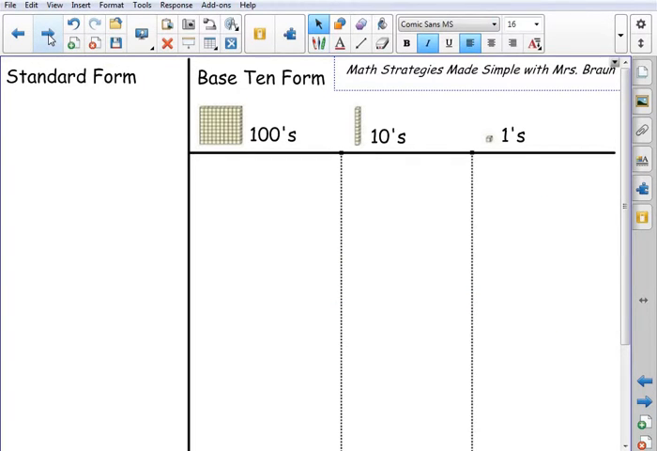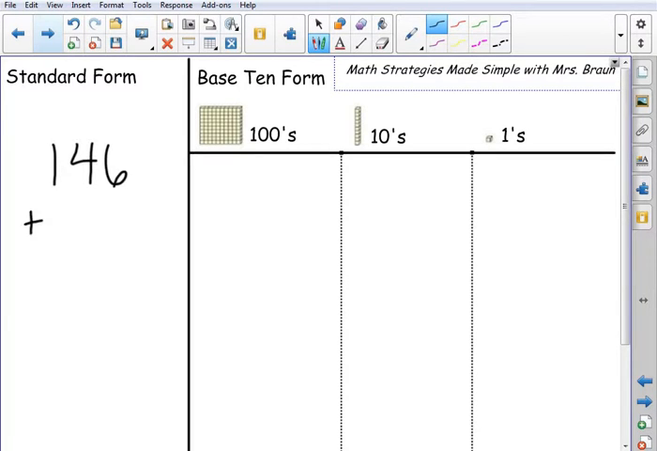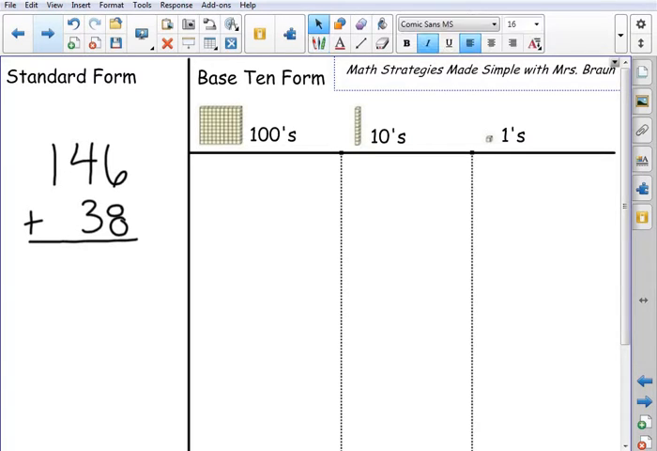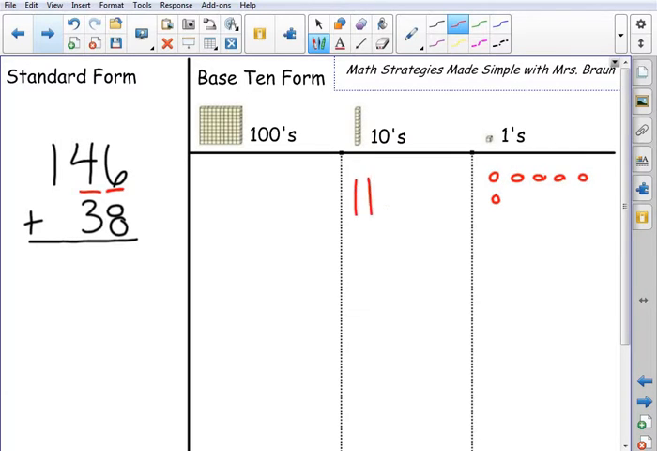Let's look at 146 plus 38. Again, I'm going to represent both of these numbers using base 10 representation, starting with 146. I can see in the ones place that there's 6, so I'm going to draw 6 ones. In the tens place, there's 4, so I'm going to put 4 tens. And in the hundreds place, there's a 1, so I'm going to draw 1 hundreds block.